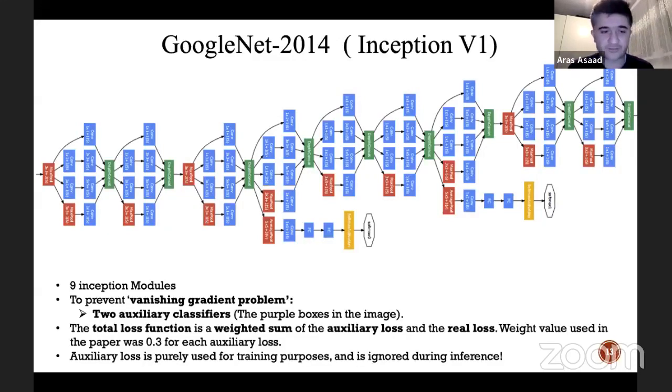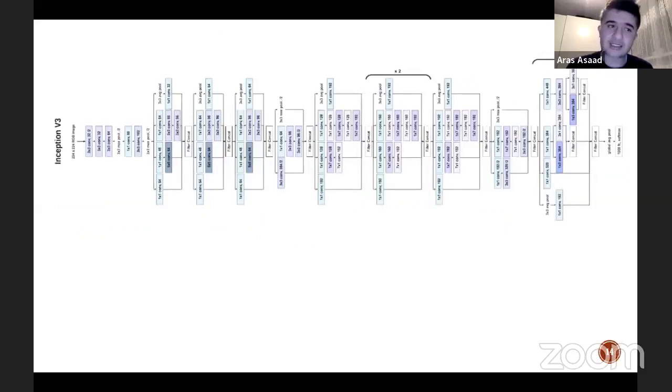And then you have, during the training, you add the loss functions together, taking the weighted sum of those, right? But then Google improved this architecture in the third version, known as Inception V3, that besides having inception modules, they have added residual connections.